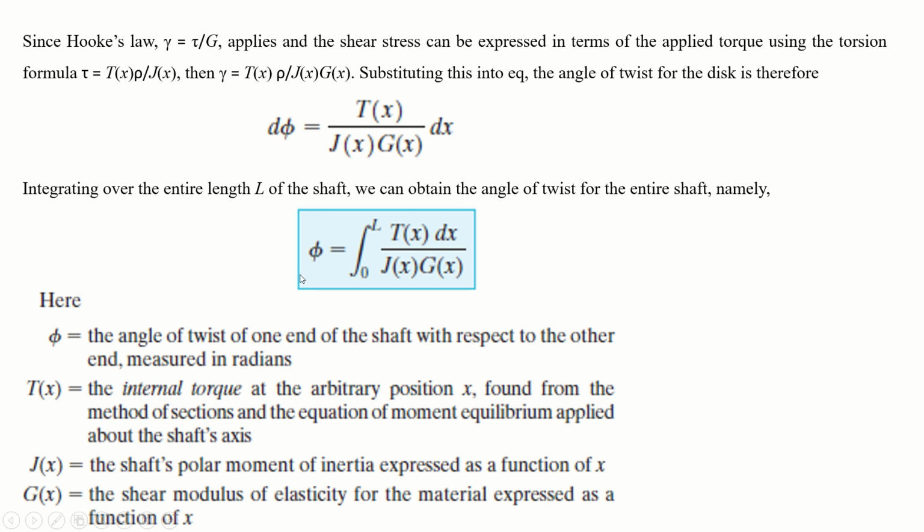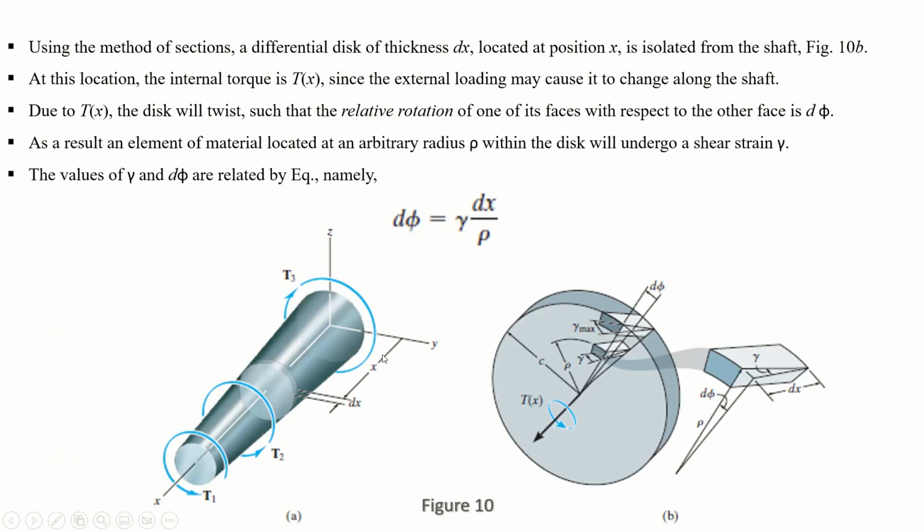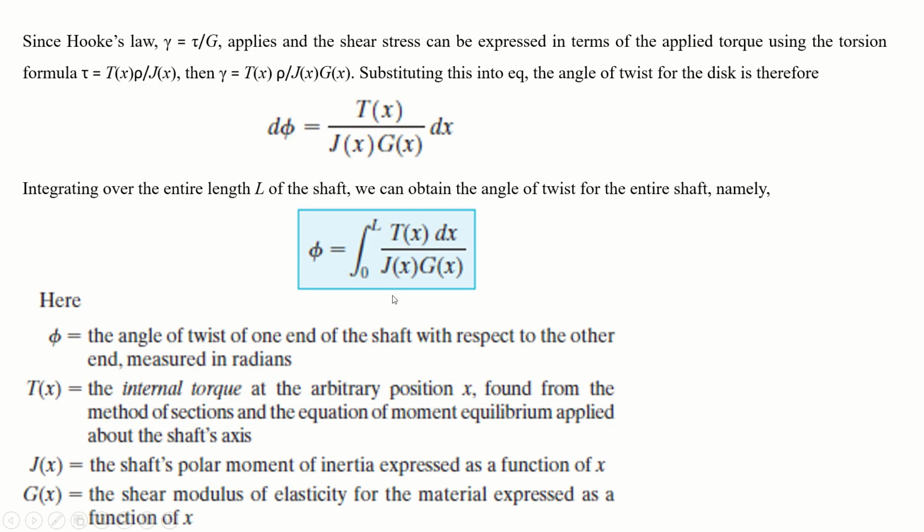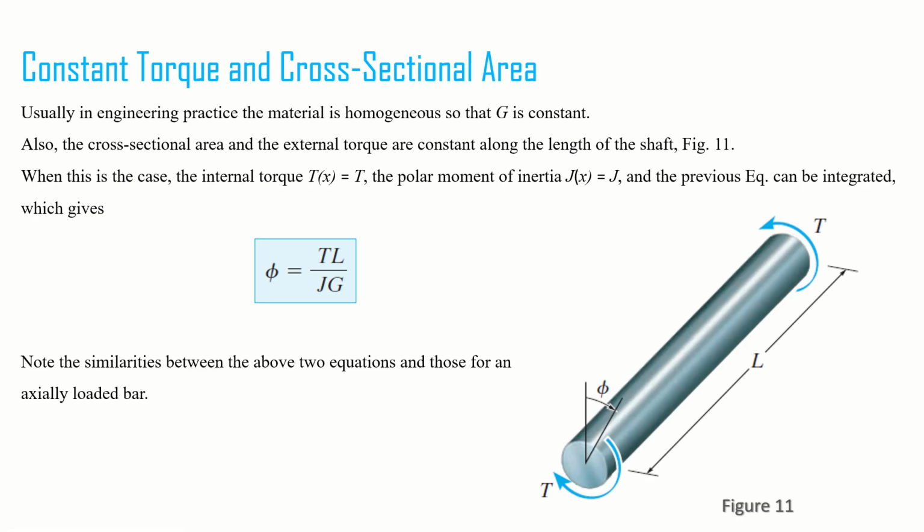So phi, which is the angle of twist, is equal to the integral from 0 to L of T of x dx over J of x and G of x, where T is the internal torque. It depends on x because as x changes, the torque will change, right? J of x will also change because of x, and G of x will also change because of x, and dx is the thickness of the small segment that we have taken, right?